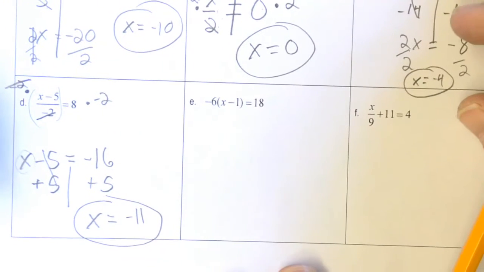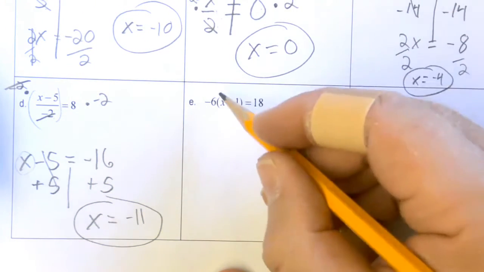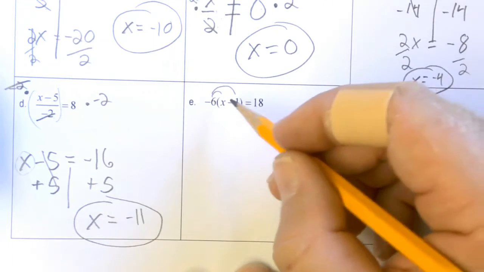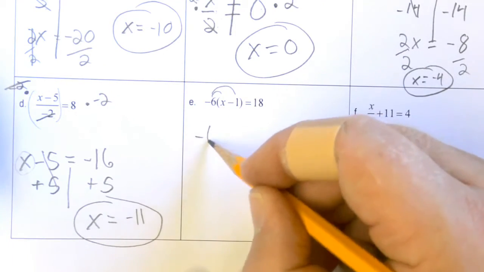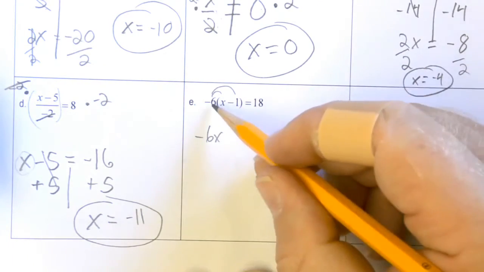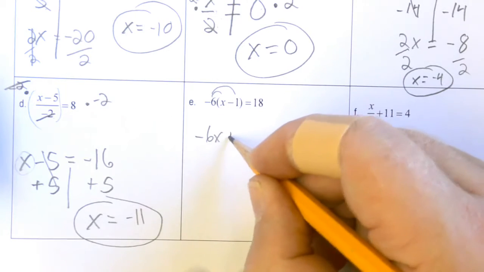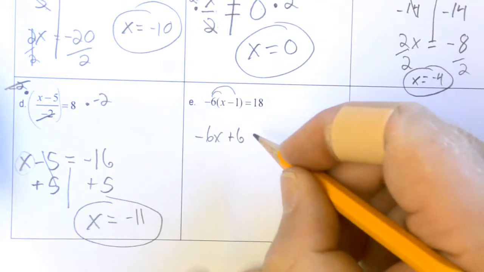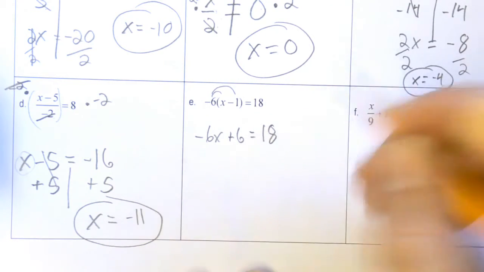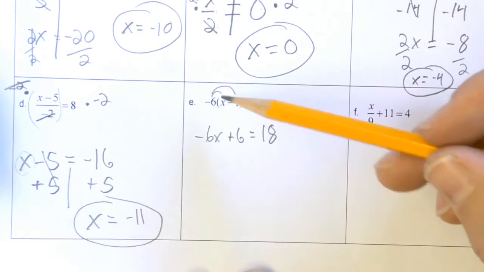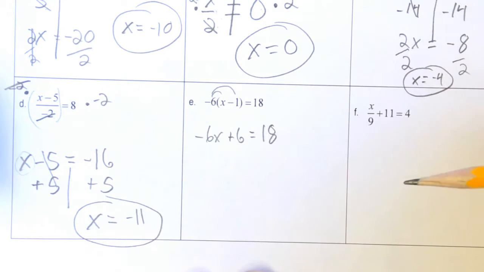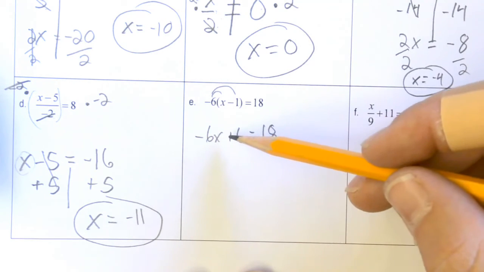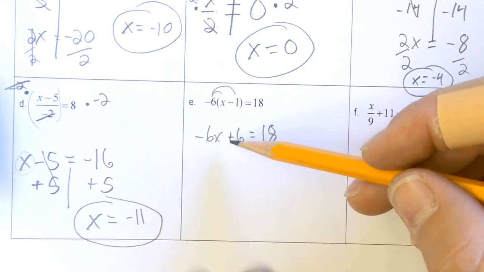Here we go. All right, this is similar to letter C. I'm going to distribute that negative 6 to get rid of my parenthesis there. Negative 6 times x is just negative 6x. Negative 6 times negative 1, careful, is positive 6, because 2 negatives make a positive. That 18, nothing changed with the 18, because all we did was simplify the parentheses on the left side of the equation. There are no like terms between these two, so we can immediately go into solving.